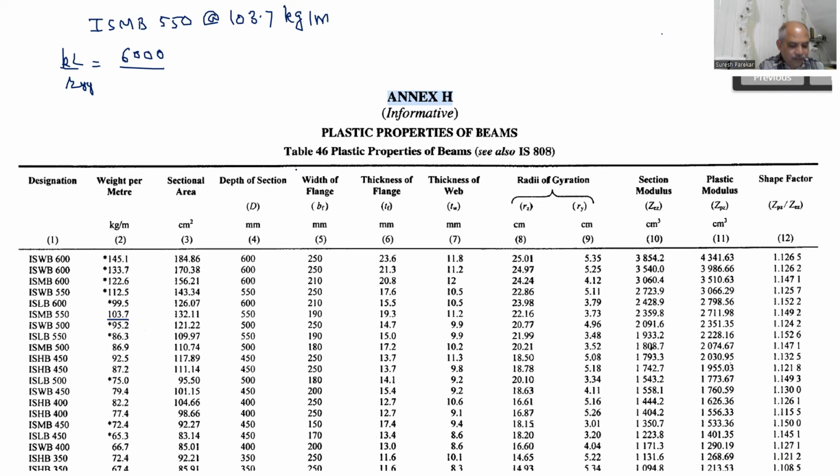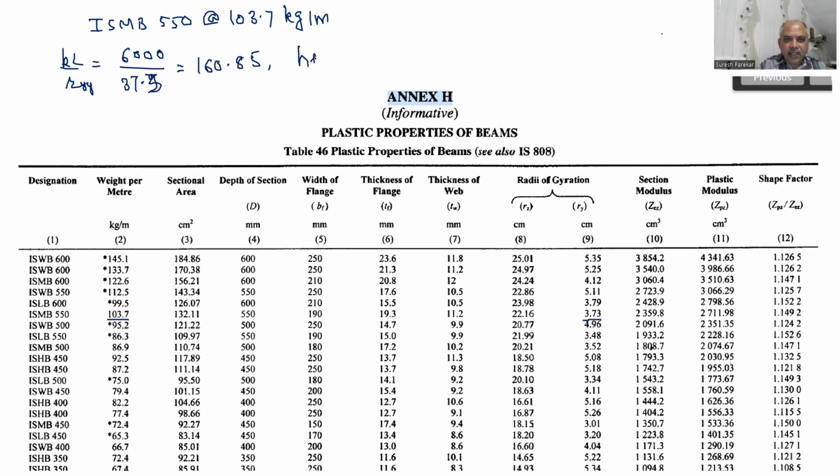37.9. You can see over here for 550 this value comes 37.3. And from this we will get this value, that is 160.85.